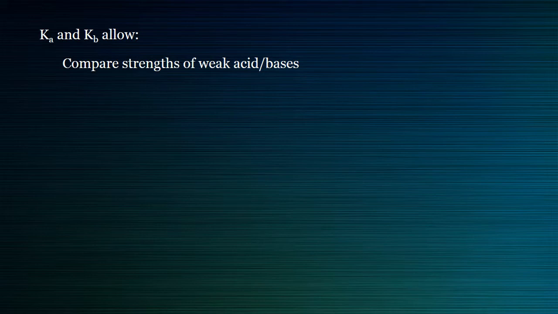So Ka and Kb allow the ability to compare the strengths of weak acids and weak bases. It allows us to calculate the ion concentration at equilibrium, because guess what? We are going to have to set up an equilibrium equation. Therefore, we have to have our ICE table in order to figure out our ion concentration.